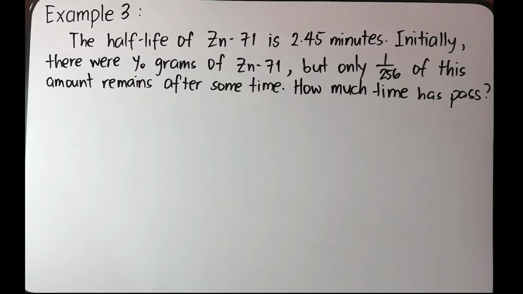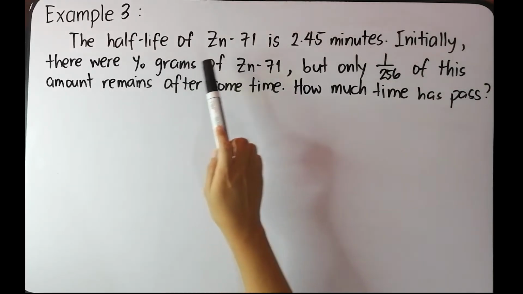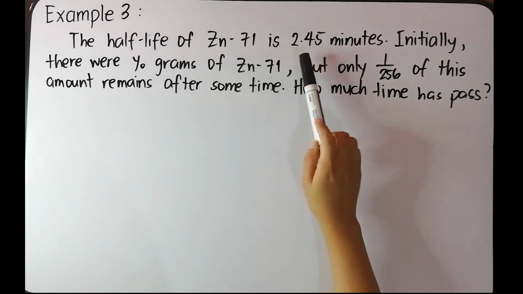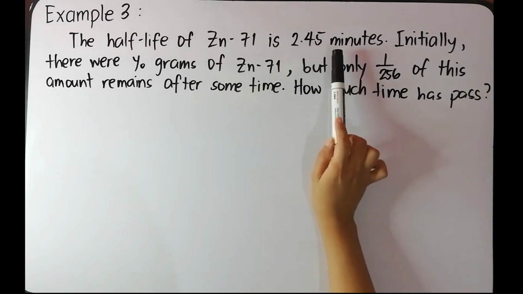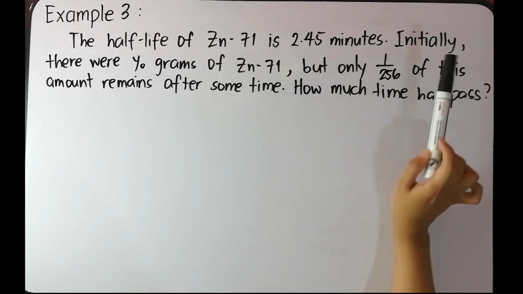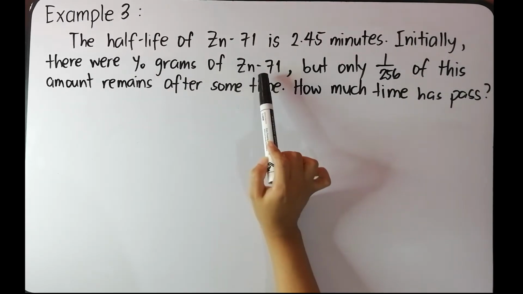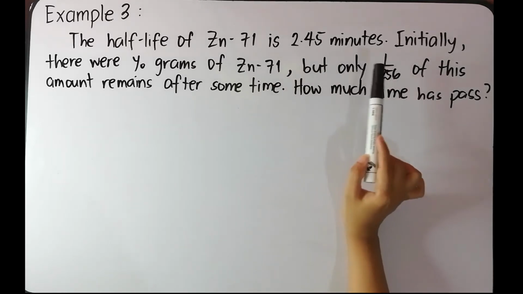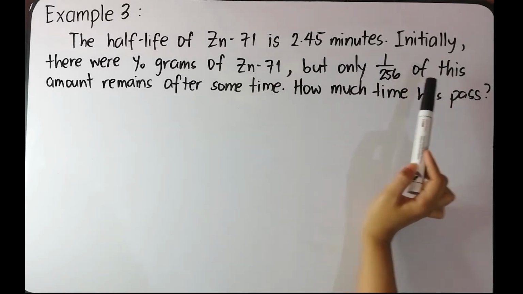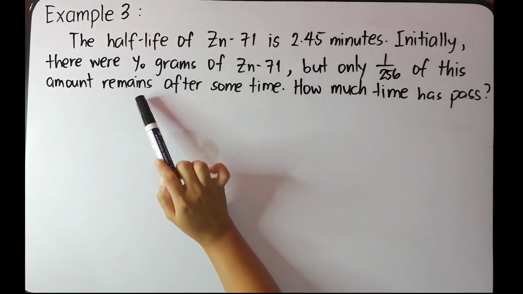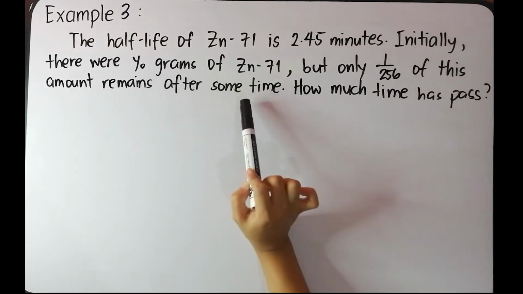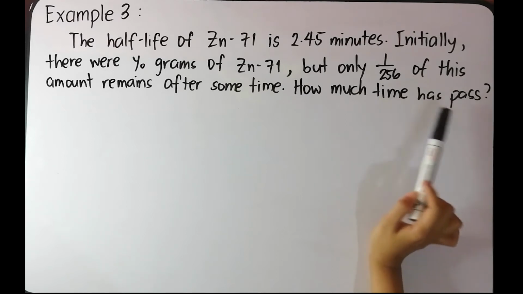Let us have another example in exponential equation. So this is the problem. We have the half-life of zinc 71 is 2.45 minutes. Initially, there were y sub 0 grams of zinc 71, but only 1 over 256 of this amount remains after some time. How much time has passed?